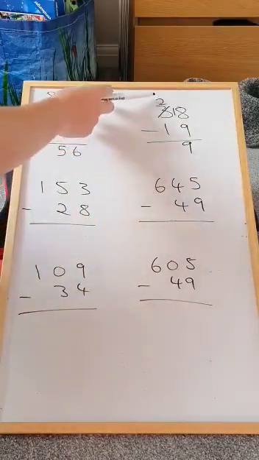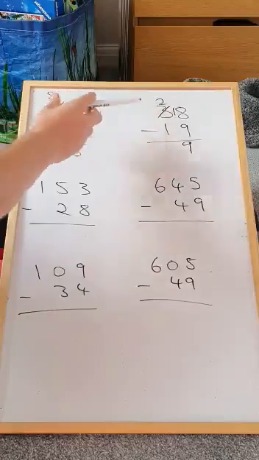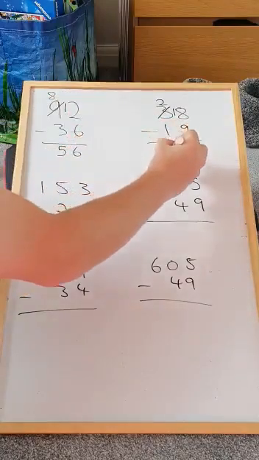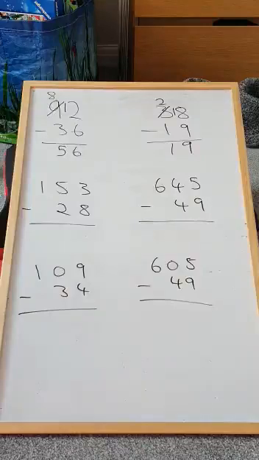And look at our tens column now. We've got 2 as our new number, take away 1. 2 take away 1 is 1. So 38 take away 19 equals 19. Moving on to the next section.